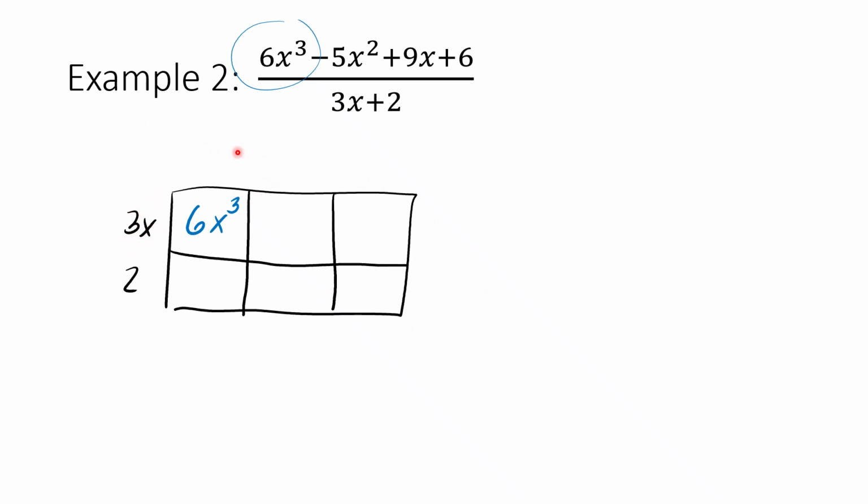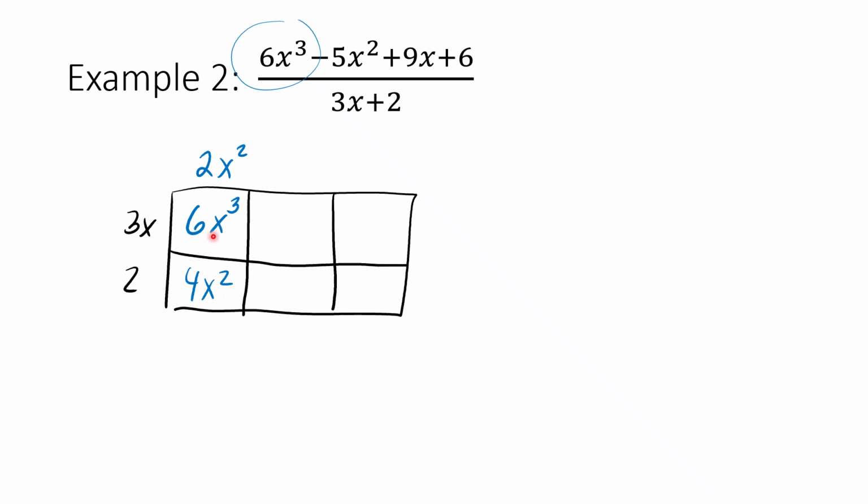So 3x times what gives me 6x to the third? Well, that would have to be 2x squared, and double check it before you move on. So 3x times 2x squared, 3 times 2 is 6, x times x squared is x to the third. Yay. Now right here, we're going to do the base times the height. So 2 times 2 is 4, and then we have the x squared there. So that is 4x squared.